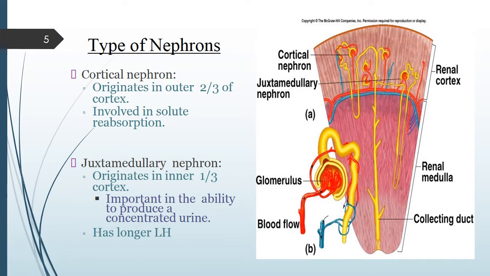And here are the types of nephrons. Nephrons are mainly divided into two types, that is the cortical nephron and juxtamedullary nephrons. In the picture we can see the cortical and juxtamedullary nephrons. The cortical nephron originates in the outer 2/3 of the cortex and is involved in solute reabsorption. Juxtamedullary nephrons originate in the inner 1/3 of the cortex, and they are important in the ability to produce concentrated urine, and they have a longer loop of Henle, which is noted in the picture.